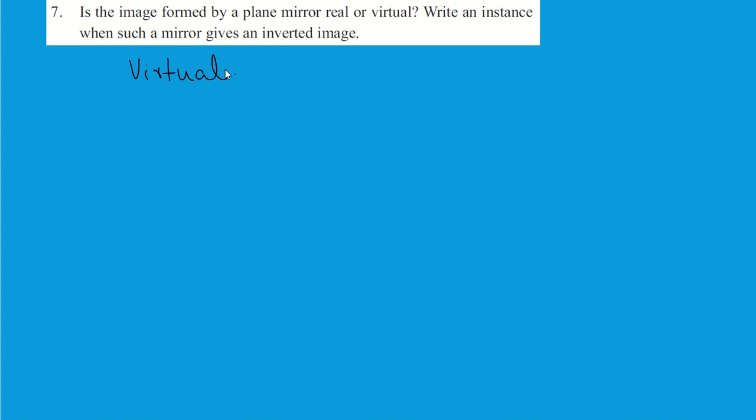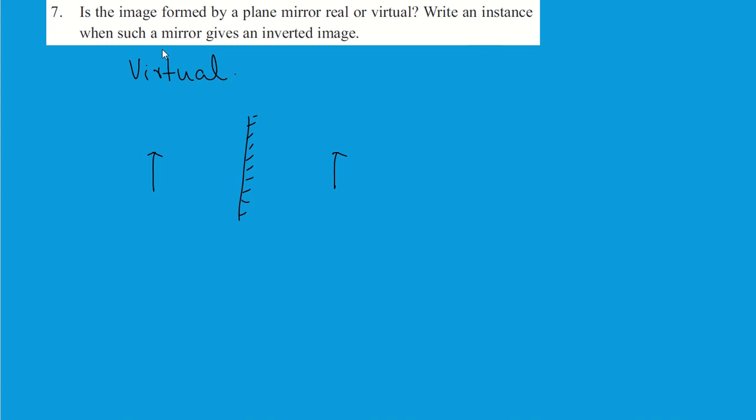Let's revise what the properties are. It's of the same size, it's behind the mirror, it is equidistant, it is laterally inverted, etc., right? Now, they're asking, we know that a virtual image will always be upright, right? Hope you remember the ray diagram for a plane mirror. If I have an object like this, the image will be at an equal distance from the mirror, but on the other side, and it will be the same as that of the object.